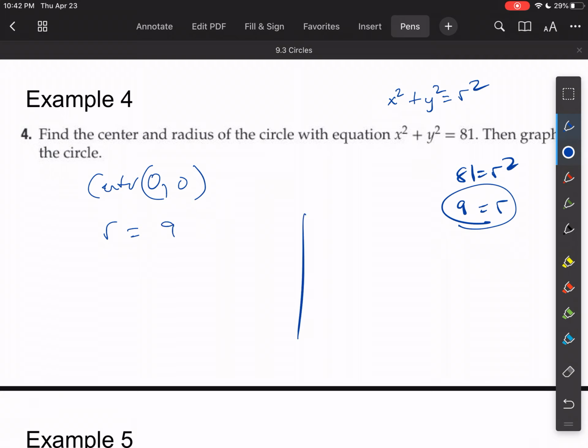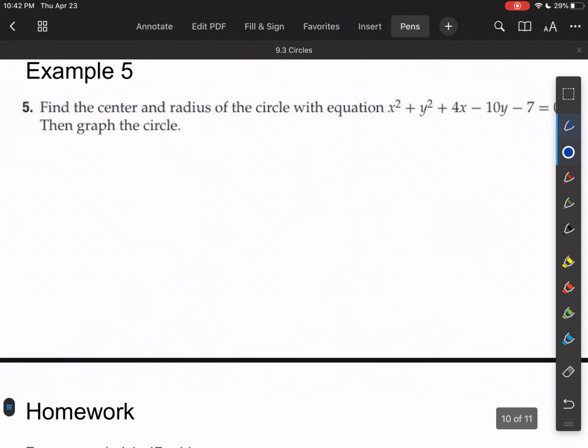They do want you to graph it, so center 0, 0, radius of 9, so we'll go 9 in every direction. 9, 9, negative 9, negative 9. Put our points through there and just draw a circle as best we can. Boom, done. Example 5 says find the center and radius of the circle with this equation.